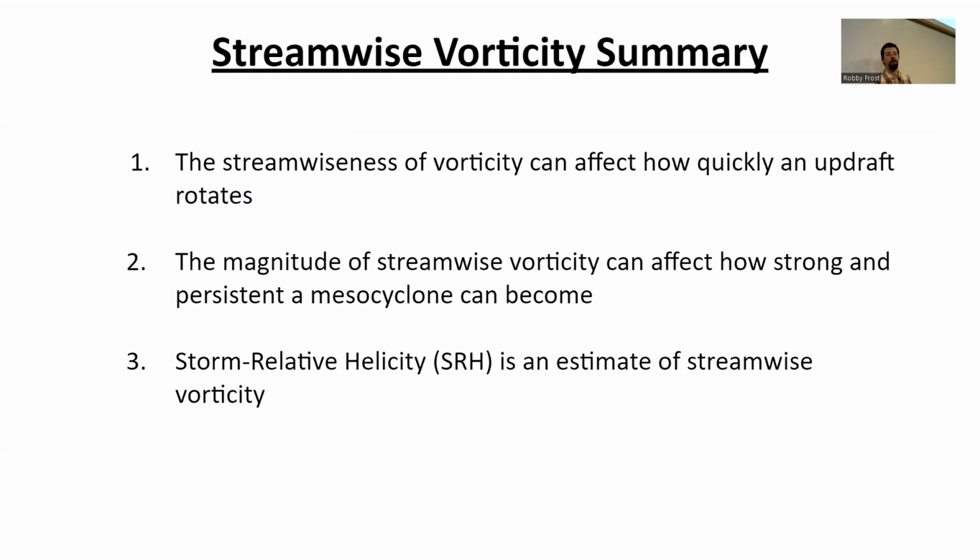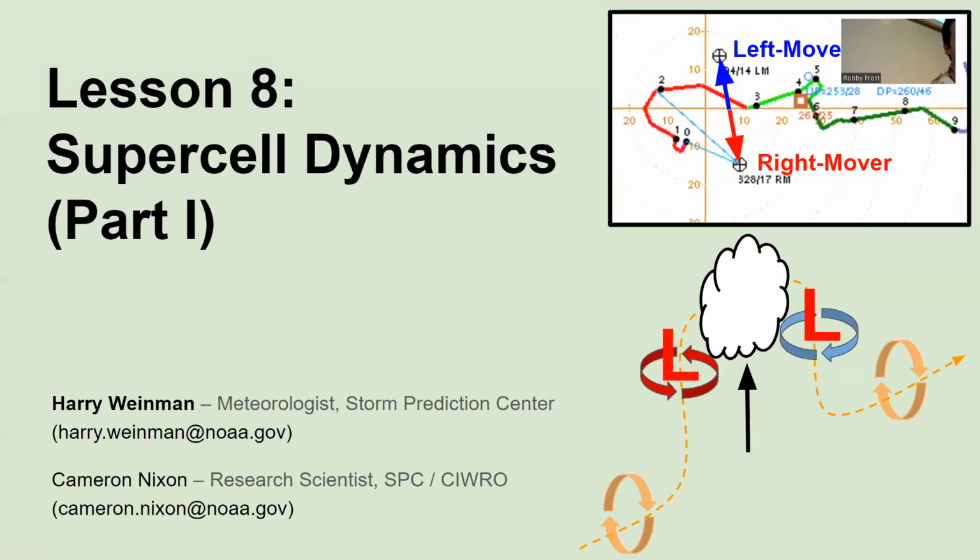For a summary, we talked about how the streamwiseness of vorticity can affect how quickly an updraft acquires rotation. The magnitude of that spin in the atmosphere can affect how strong and persistent a meso can be. And storm relative velocity is an estimate of the streamwise vorticity. And that was a mouthful.